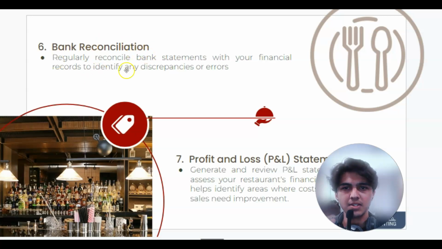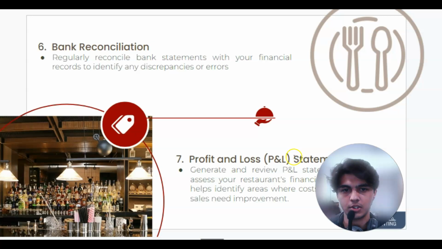So let's touch base on bank reconciliation. Bank reconciliation is very important to see that your business is not having any errors in the cash transactions or in any amount transactions. In bank reconciliation, you will need to regularly reconcile your bank statement with the financial records to see if there is any error or any missing transaction in it.